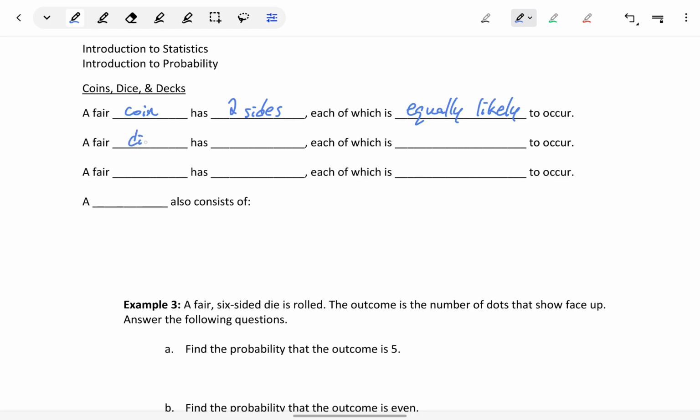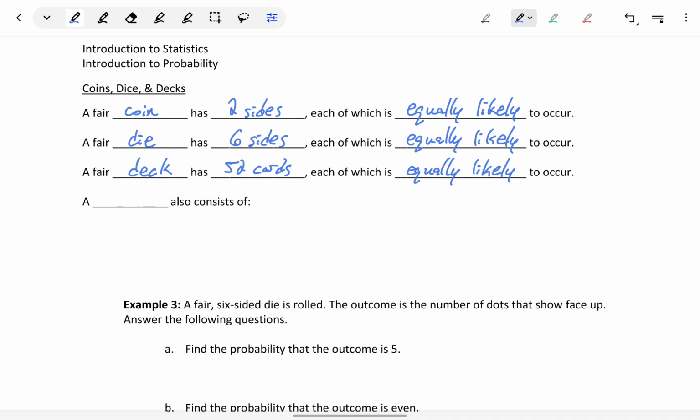A fair die, if we had two of them, they would be dice, but the singular version is die. A fair die has six sides, each of which is equally likely to occur. And a fair deck consists of 52 cards, each of which is, again, equally likely to occur.